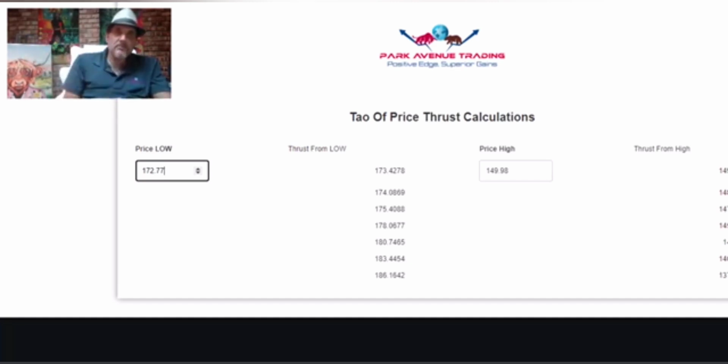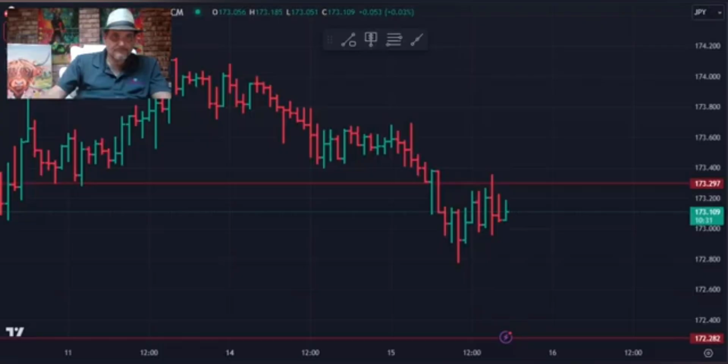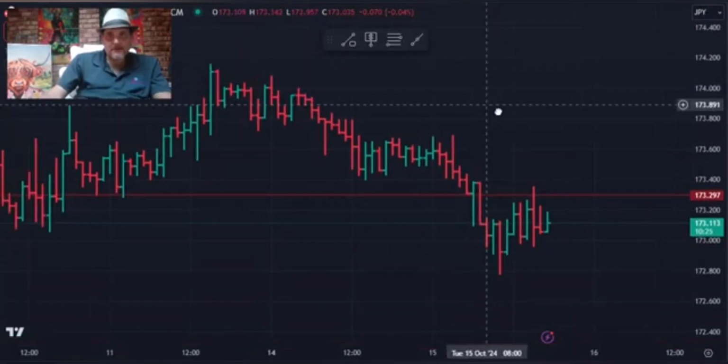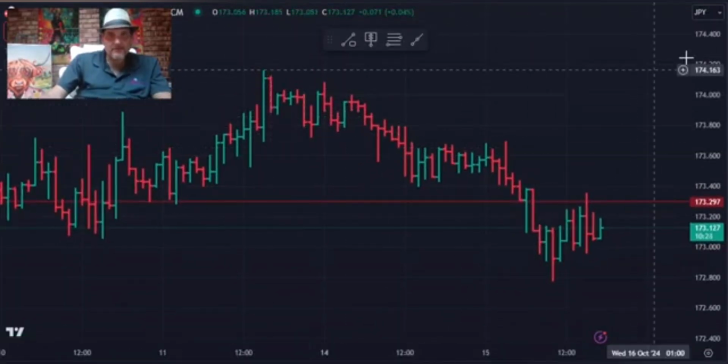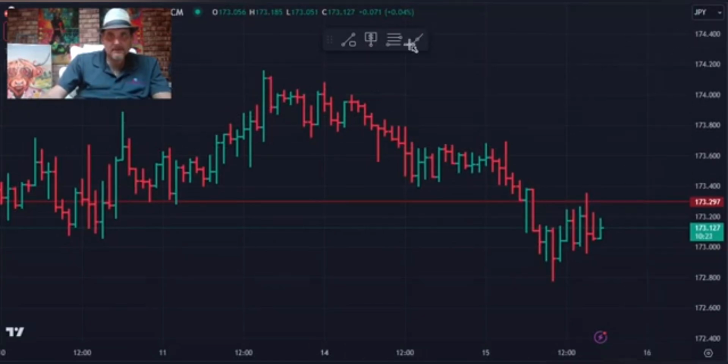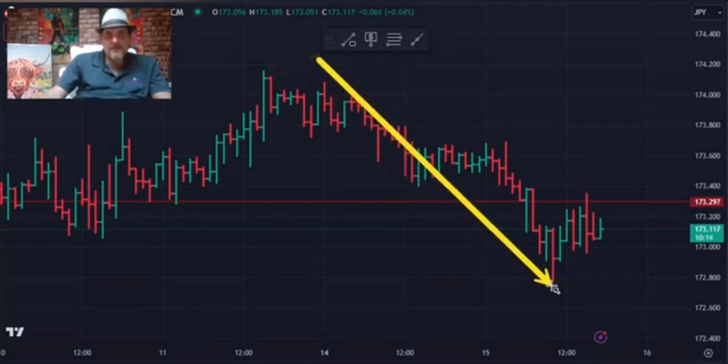So let's just put it to work, okay? And let's go to the chart, okay? What I did here was, let me shut this off. And this is a currency I don't really trade. What I did was I took this top and I measured this leg. Okay, that's all I did.